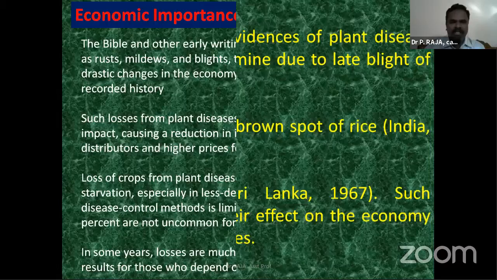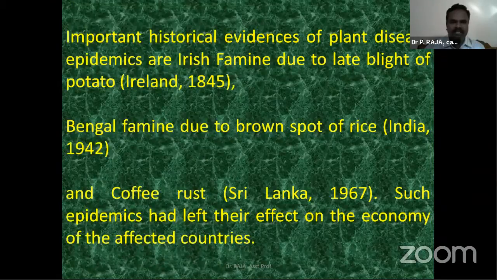If you see the important historical evidence of plant disease epidemics, historically, when pathogens attacked the crop to a great extent, there was an outbreak of famine. The first was the Irish famine due to the late blight of potato in Ireland, 1845. And in India, the Bengal famine due to brown spot of rice was recorded in 1942. Then the coffee rust in Sri Lanka, 1867. Such epidemics left their effect on the economy of the affected countries.